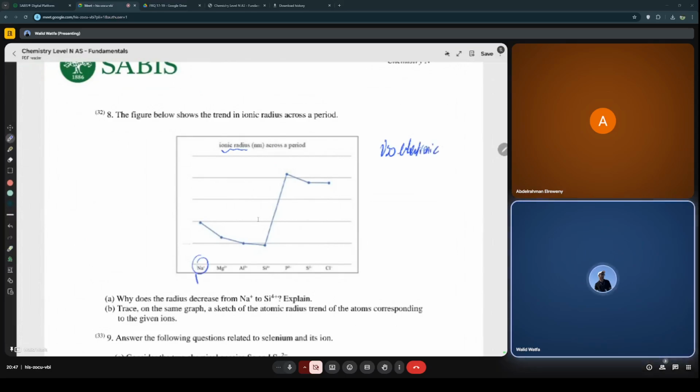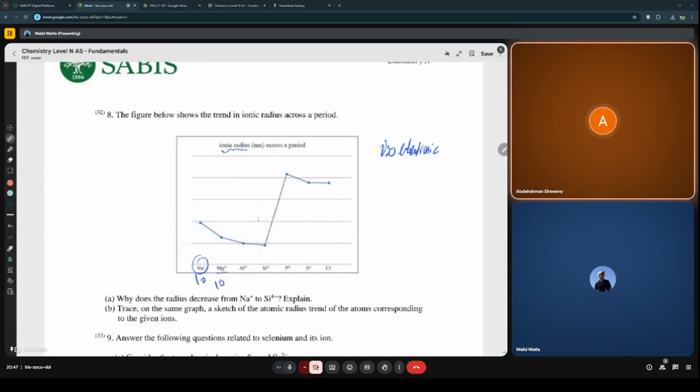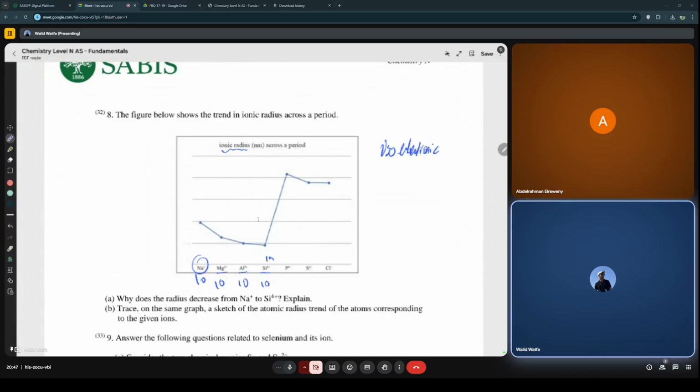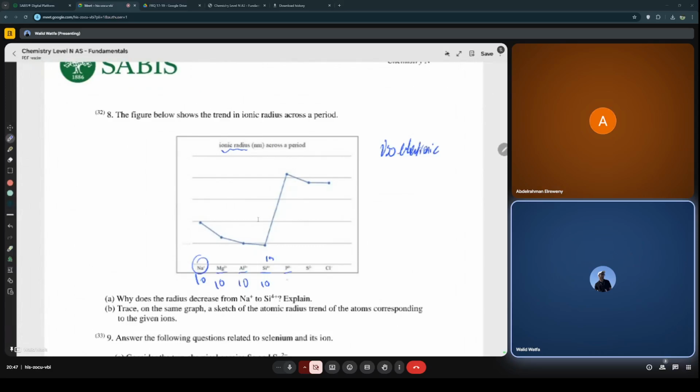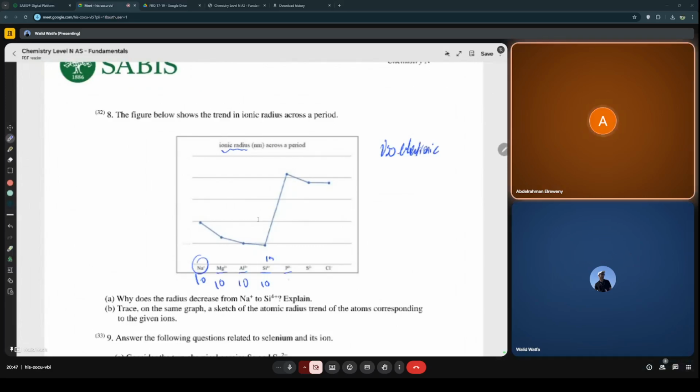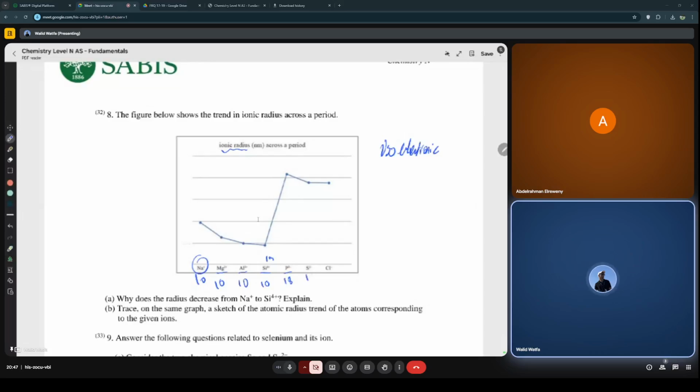Na plus has what? 10. Mg2 plus has 10. Al3 plus 10. Si4 plus, if I'm not wrong, it's 14, so it will get 10. P3 minus is not 10, right? P3 minus, wait. No, it's 18. Yeah. Okay, S2 minus 18, Cl minus 18. Yeah. Am I correct?